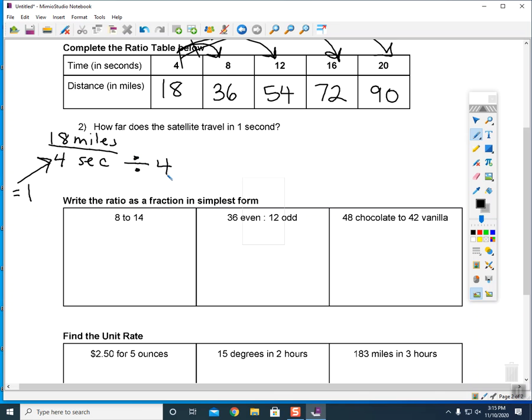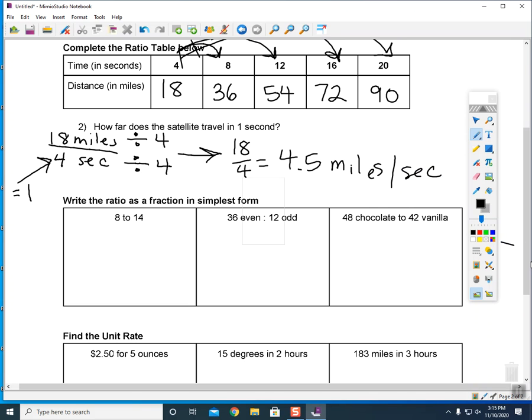So I'm going to divide the bottom part by 4. But if I do something to the bottom, I also need to do it to the top so that it stays the same, right? So I also need to divide the top by 4. So then what that gives me is 18 divided by 4, which is going to give me 4.5 miles per second. Okay, my satellite is traveling 4.5 miles per second.